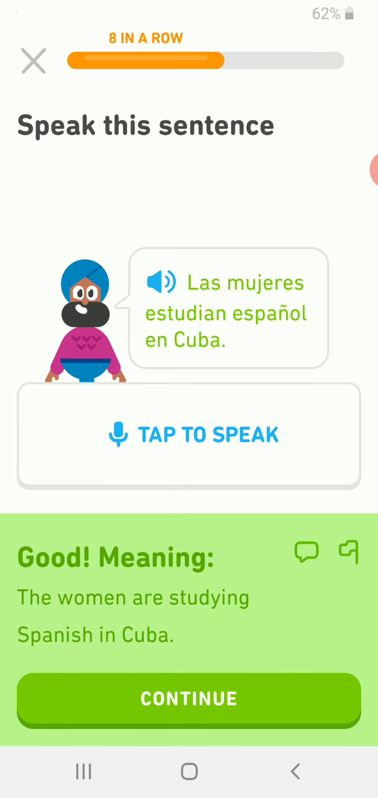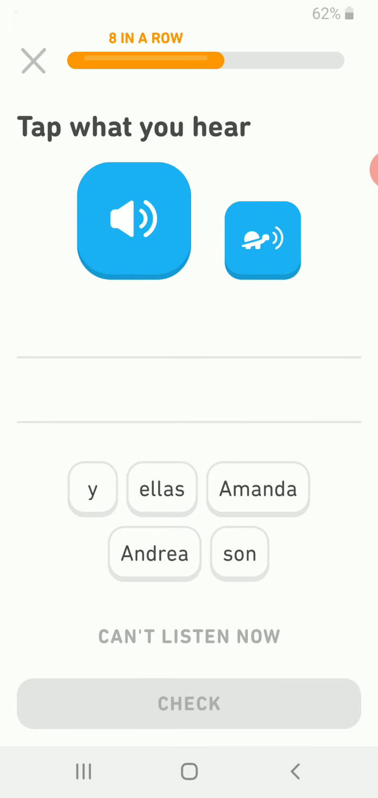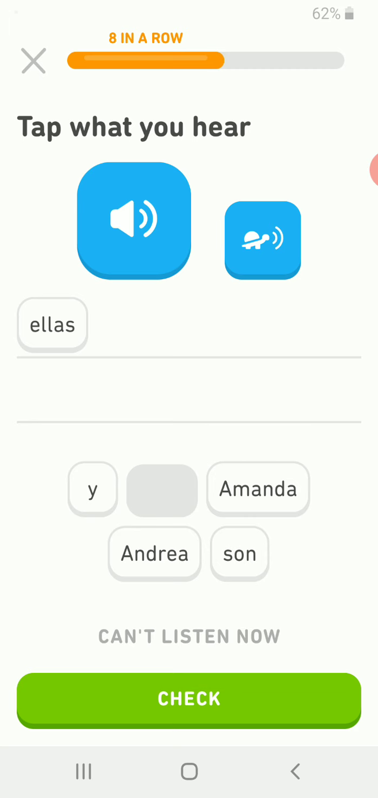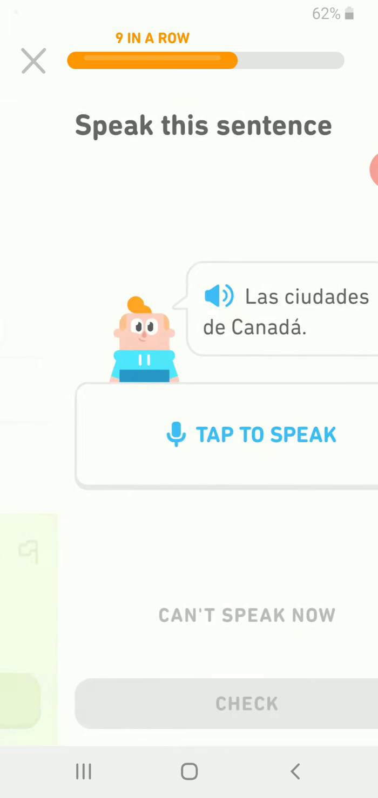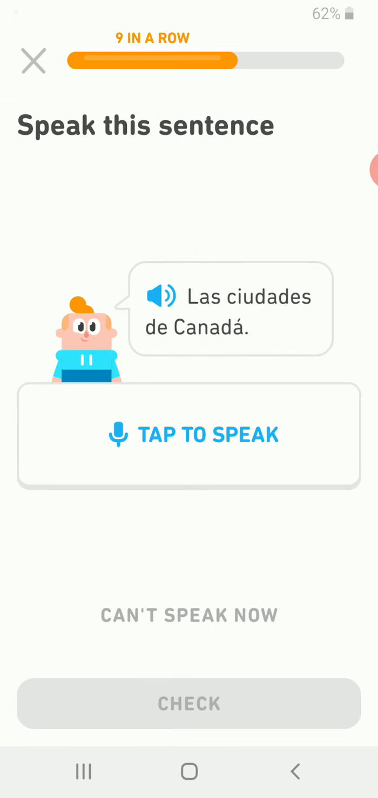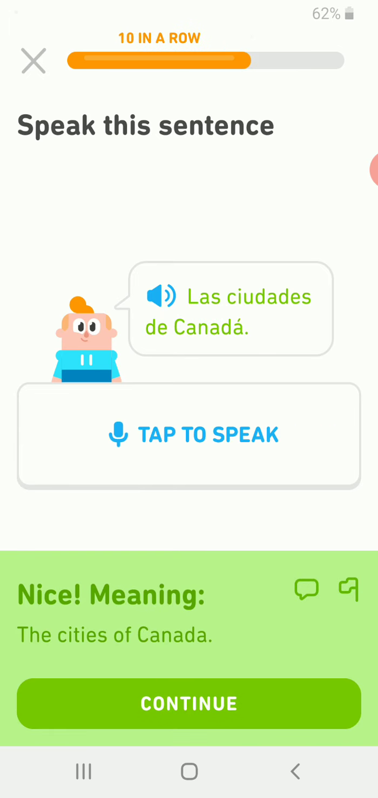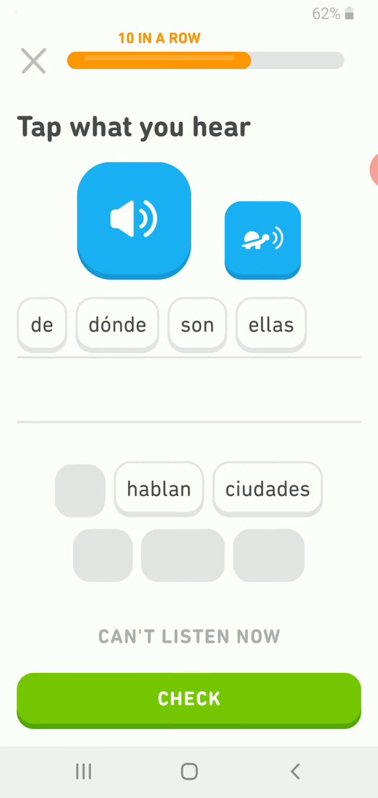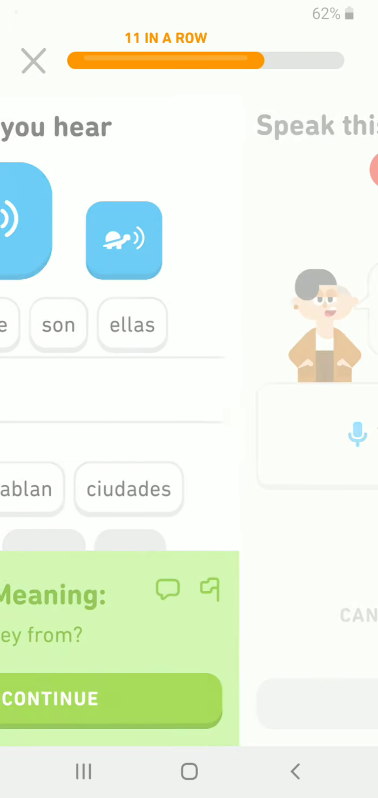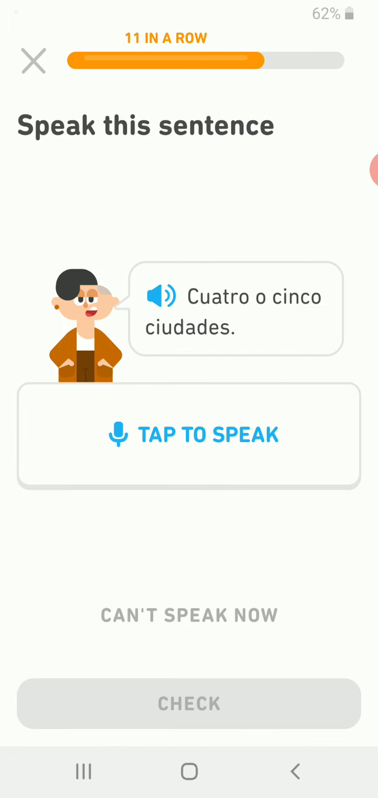So, las mujeres estudian español en Cuba means the women are studying Spanish in Cuba. Ellas son Amanda y Andrea. So, they are Amanda and Andrea. Las ciudades de Canadá. So, these are the cities of Canada. ¿De dónde son ellas? So, where are they from? Cuatro o cinco ciudades. So, 4 or 5 cities.